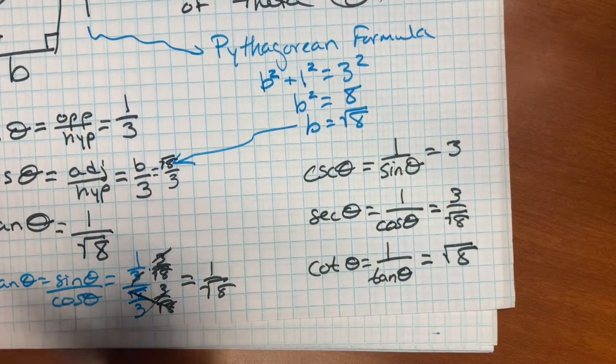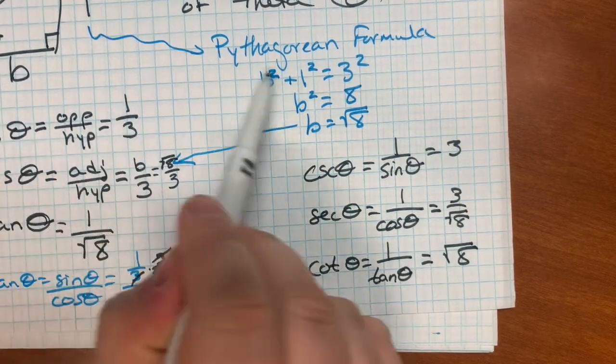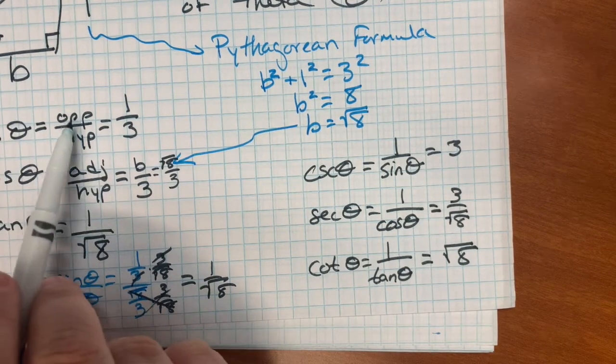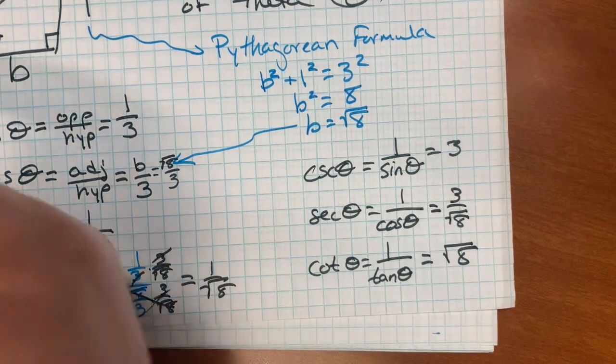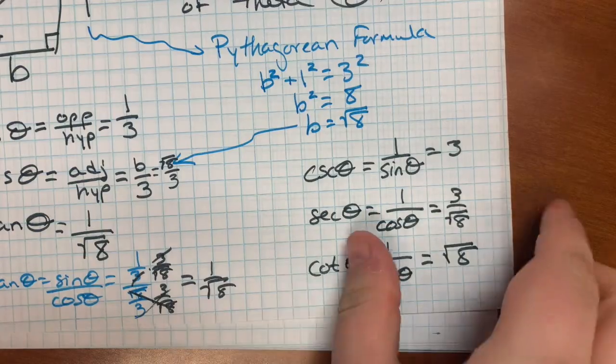So whenever you have a triangle like this, if you have a missing side, you need to first use the Pythagorean theorem to find the value. And then you can find sine, cosine, tangent and use your reciprocal functions, or you can work the other way, whichever seems more natural to you.